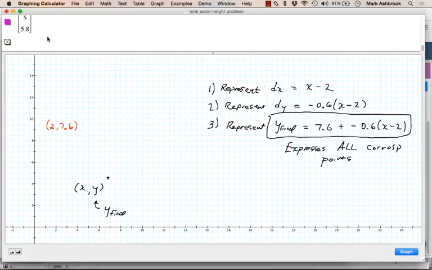Let's define a function. What name of the function do we want to use? F. Okay, we can use any letter to be the name. F is what's most common. F is fine. All right, and the rule is 7.6 minus 0.6 times x minus 2.